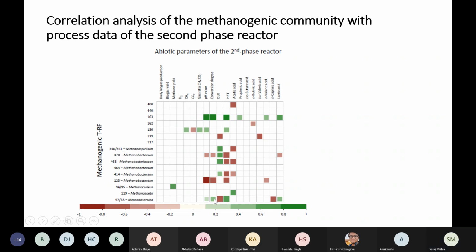conversion, or any other process parameter here which they should have shown.